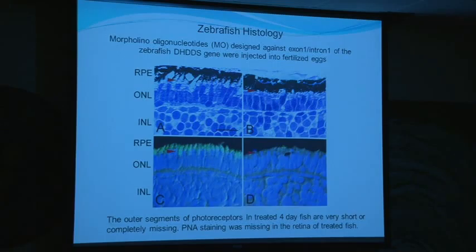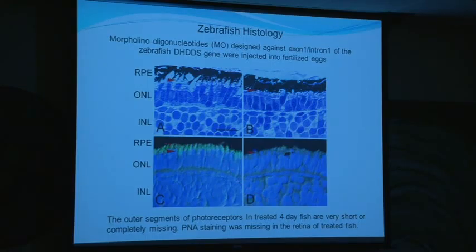This shows the zebrafish histology, and this is the morpholino oligonucleotide designed against exon 1 and intron 1 of the zebrafish DHDDS gene. It was injected into fertilized eggs. On the left are the controls, and these are the injected fish. Basically what you see in histology is that in the normal you have photoreceptor outer segments, and here they're either absent or just a small part of them is present.